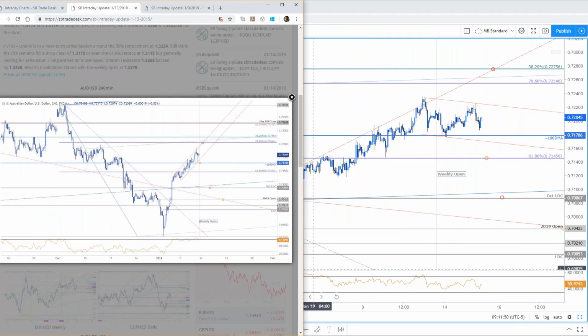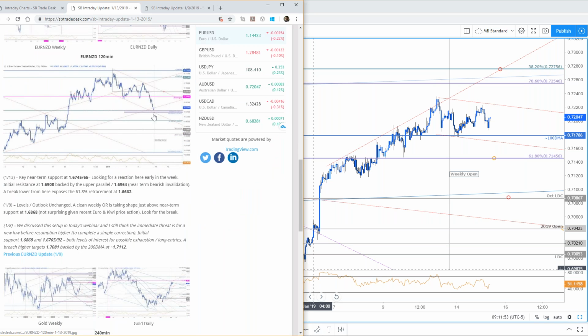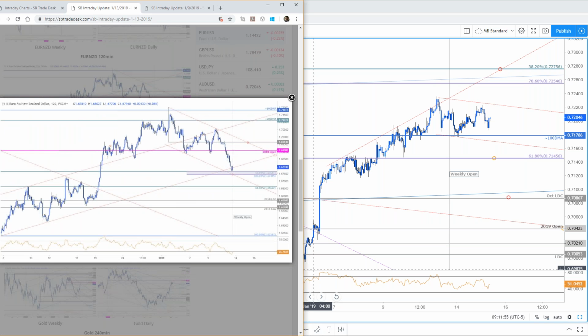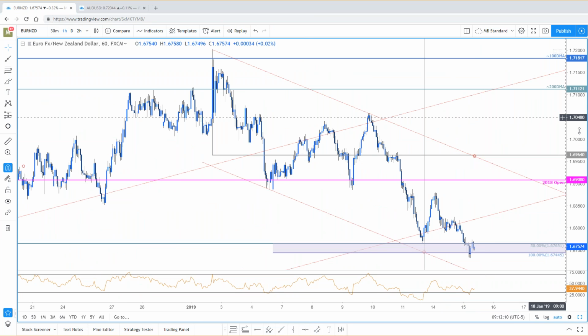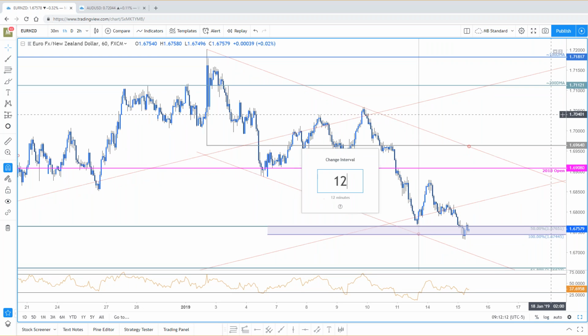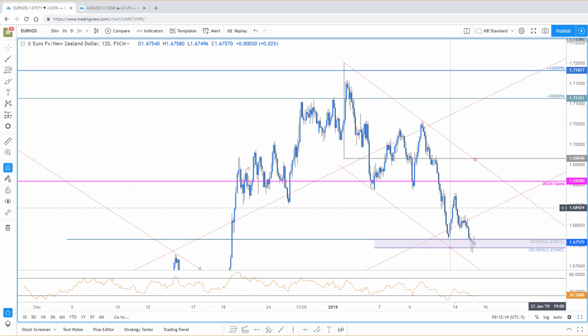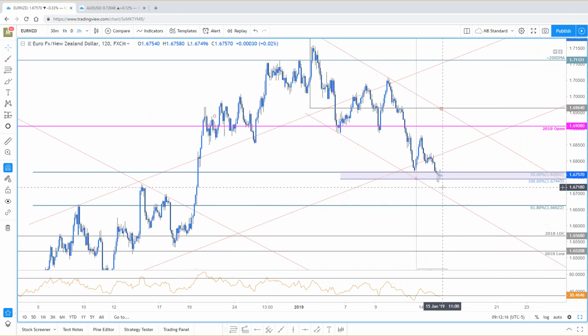Euro Kiwi looked like this, and we started off the week sitting right at support. 67.45 into 67.65 was a nice Fib confluence region, as the 100% extension off the highs, two equal legs lower, and also the 50% retracement off the lows. We rebounded off that to start the week, so you got a pretty decent play for a bounce early in the week. Here we are again testing that level.